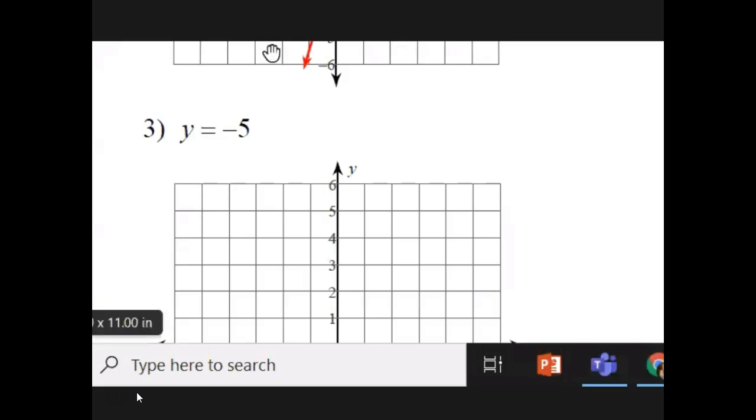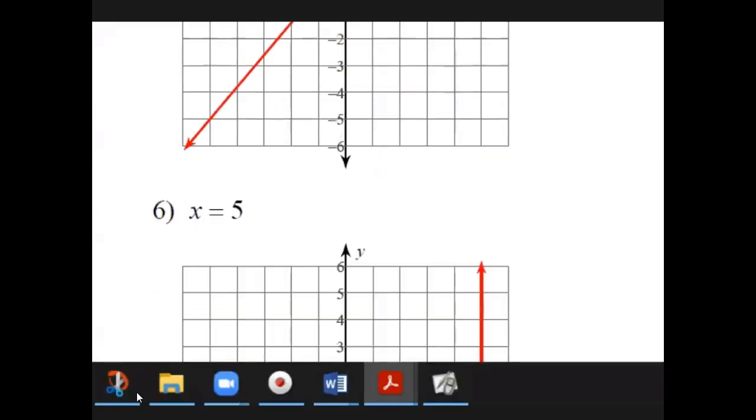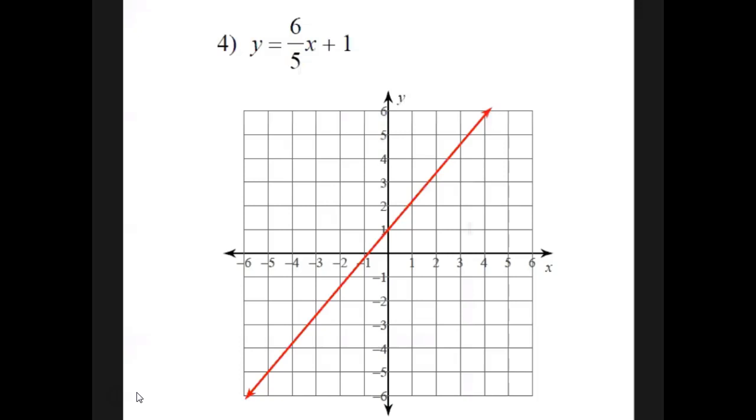So we skipped 3. We're going to talk about 3 today. We're going to go over to number 4. So once again, your y-intercept is +1. You have to count up 6 and over 5. So that point would have been right there.